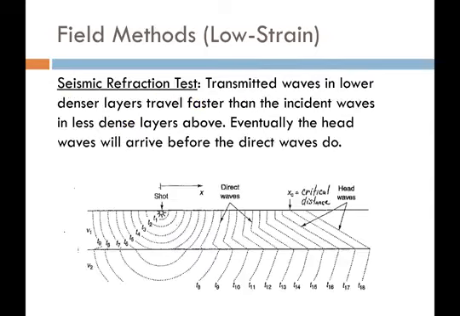So the idea with this test is that the transmitted waves in these lower, denser layers are going to travel faster than the waves in the upper layers. And eventually, the incident waves in these lower layers are going to get well ahead of the direct waves because they're faster. At which point, once these incident waves in the denser material get well ahead, those head waves from the incident wave are going to arrive before the direct waves do.